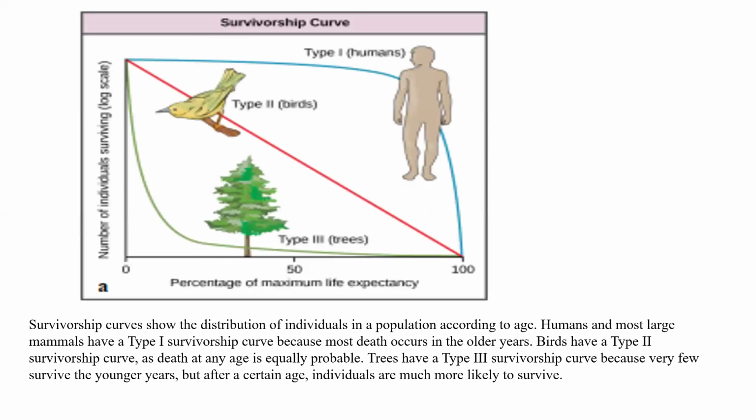So these are the survivorship curves of individuals. We have type 1, type 2, and type 3. Human beings exhibit type 1. Some birds and some other species exhibit type 2. And then trees, frogs, and some types of fishes also exhibit type 3.